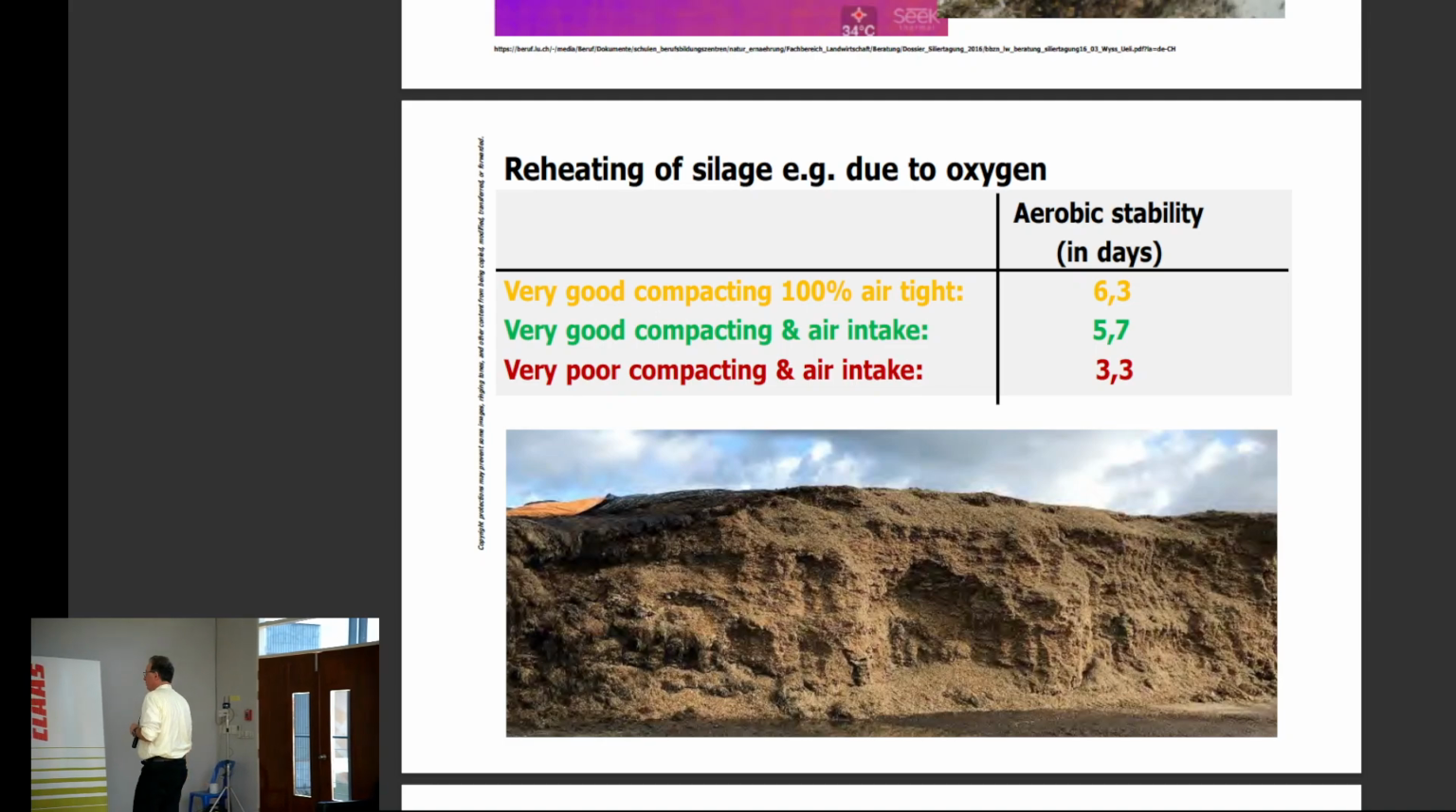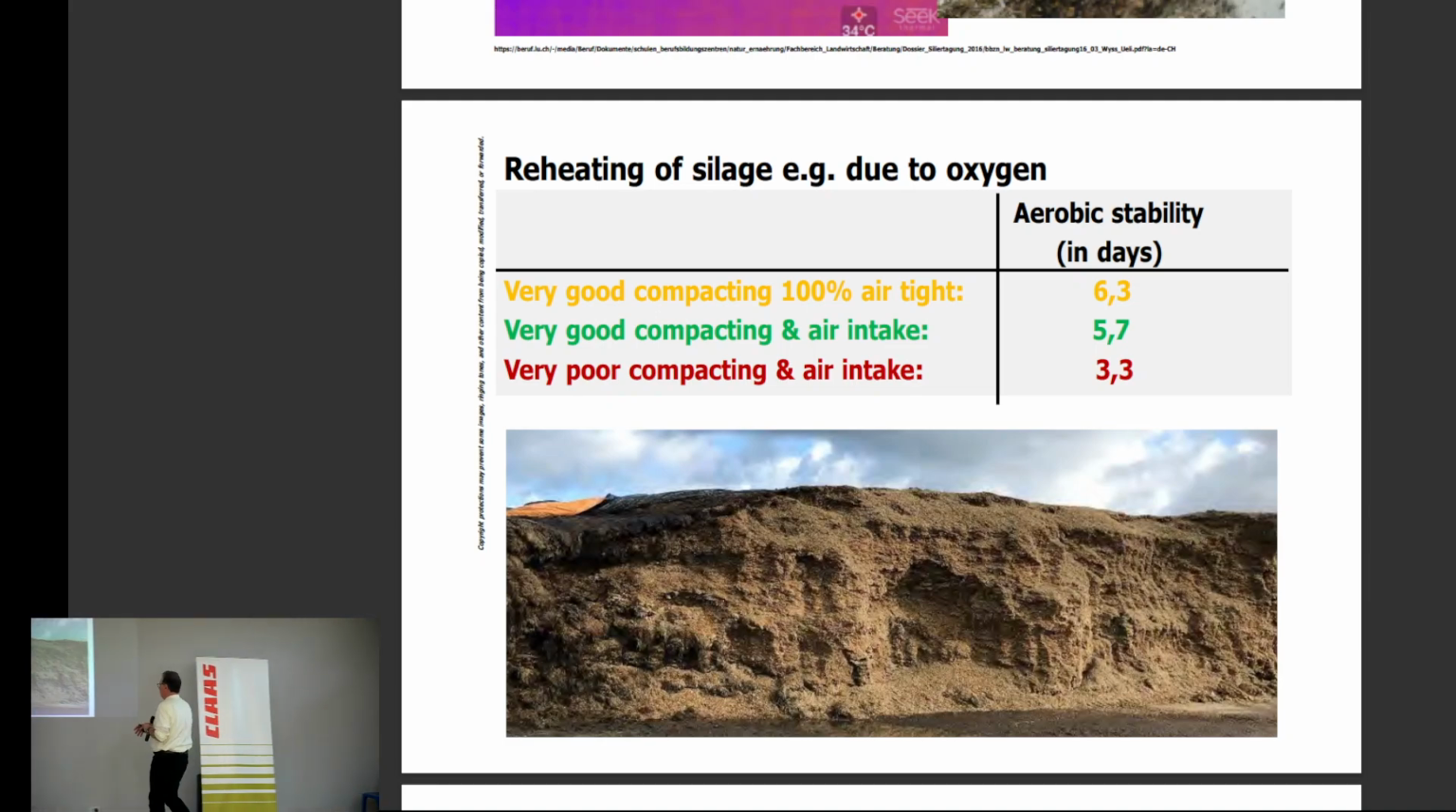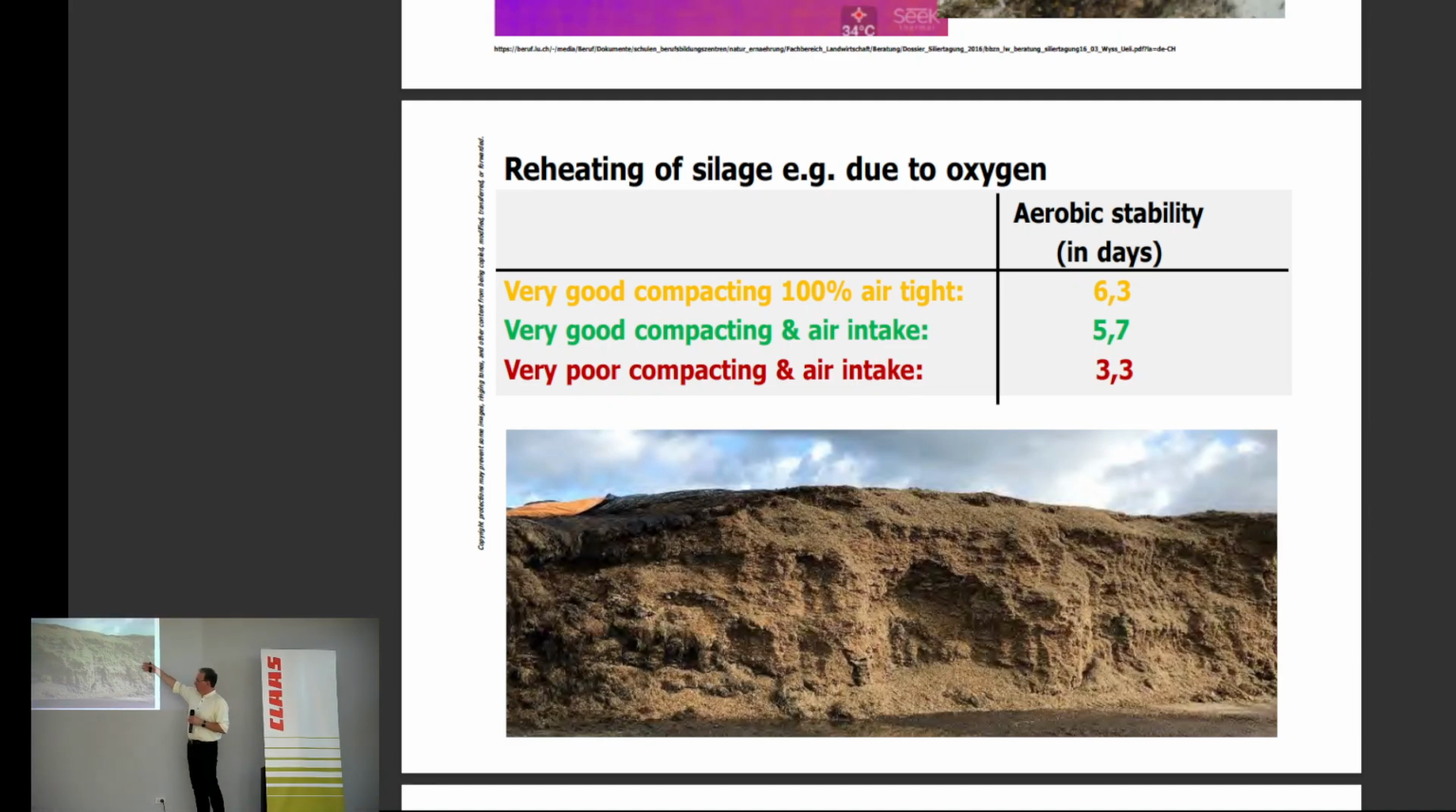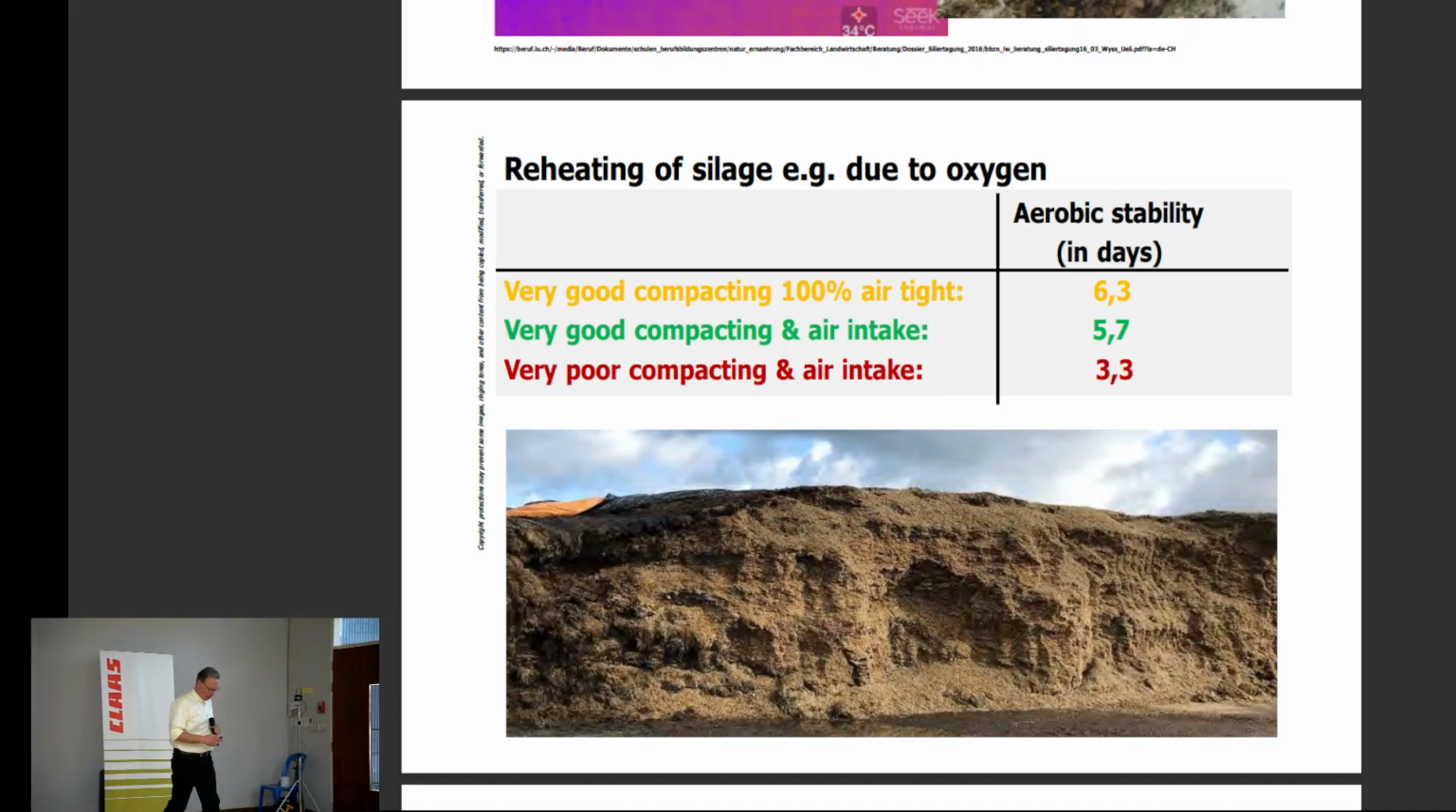And it also shows you, okay, when you open it up, the question is, does it rather look like this? So does it have a lot of outer surface? Of course, also then the danger of losing material will be much higher.